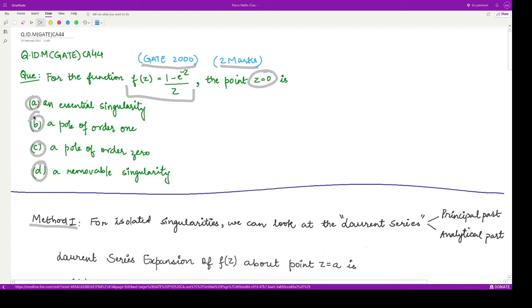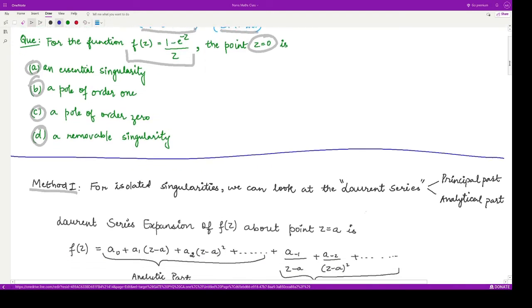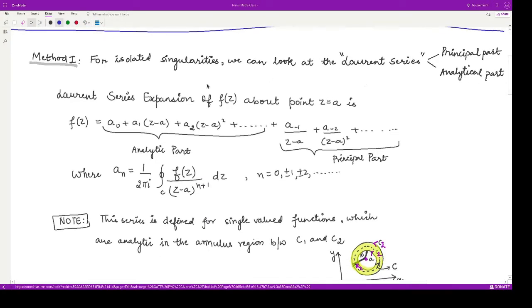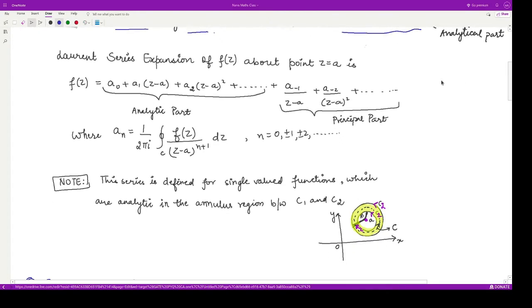So here we have a lot of confusion about how to check these kinds of singularities. For that I have illustrated 2 methods that I shall be discussing in this video. Let us have a look at the first method first. If we are to find any isolated singularities, we can expand the function in terms of its Laurent series expansion, and I have already discussed it.